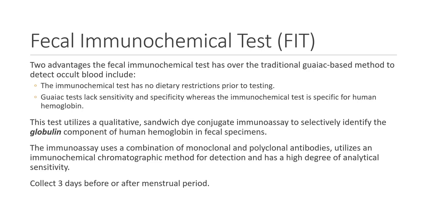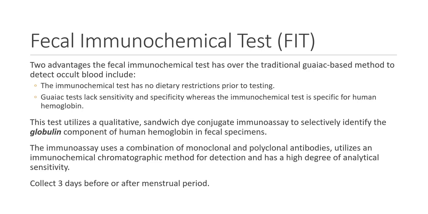The fecal immunochemical test, or the FIT test, has really gained in popularity in recent years, because it has 2 advantages over the traditional guaiac-based test. The immunochemical test has no dietary restrictions prior to testing. This test specifically detects human hemoglobin. So if you've eaten beef or lamb or any other animal with blood, that hemoglobin is different from human and will not give a false positive. The guaiac test lacks sensitivity and specificity, whereas the immunochemical test is specific for human hemoglobin.